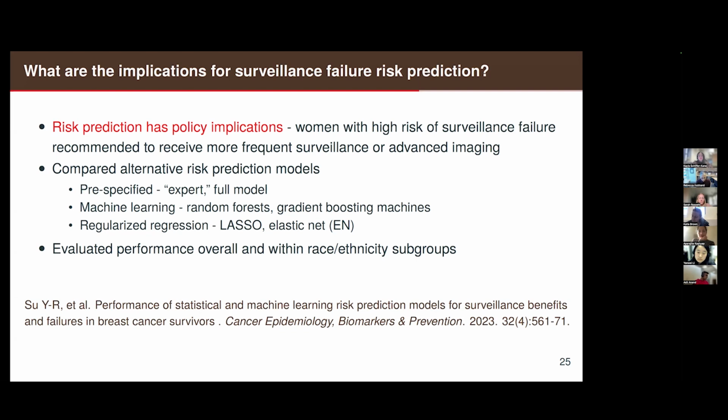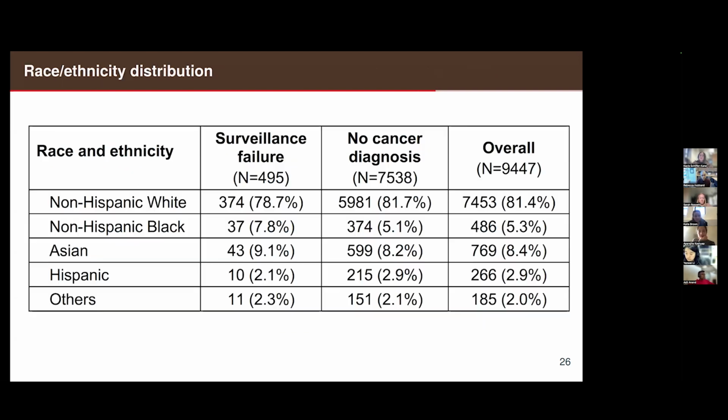So we developed a risk prediction model for what we call surveillance failure, so having a second breast cancer missed by a mammogram. And when we did this, we were particularly interested in thinking about issues of algorithmic fairness and ensuring that the performance of this model was similar across all race and ethnicity groups. In the interest of time, I'm going to skip over the details of this modeling. I think I'll just show you a couple results.